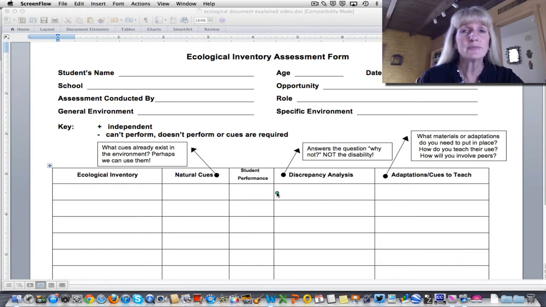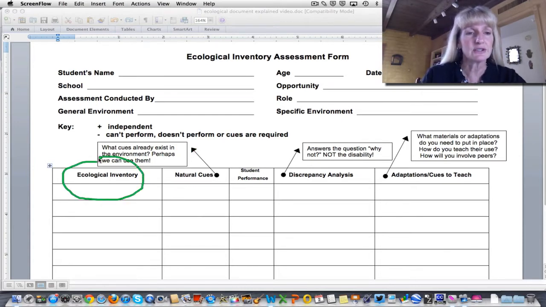There are only 5 basic parts to this assessment tool, and they're really simple once you get the hang of them. The first one is the actual ecological inventory, and that's going to simply be a step-by-step task analysis. So when we look at a specific activity that's taking place in a classroom or in the community or at a job site, for example, all we're going to do is take a look at what are the steps that a typical person would do in order to do that activity. We're not thinking about the student with disabilities at this point. We're simply looking at what would the average person do in order to do this activity.